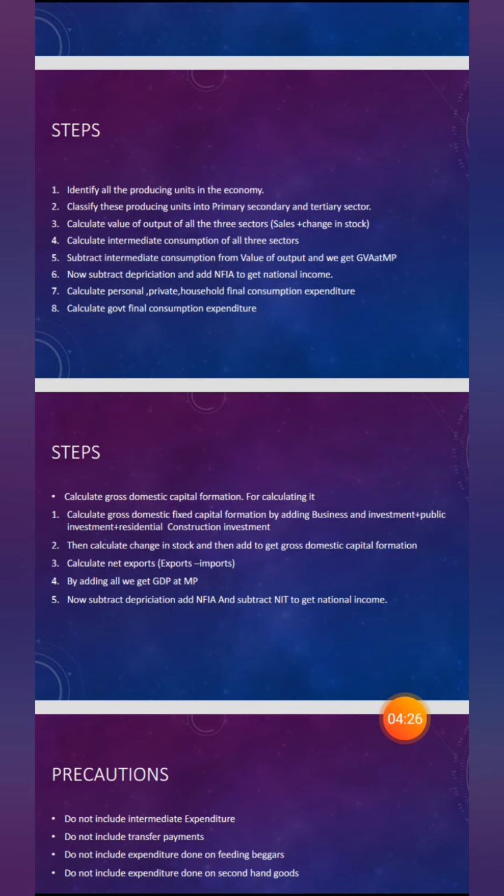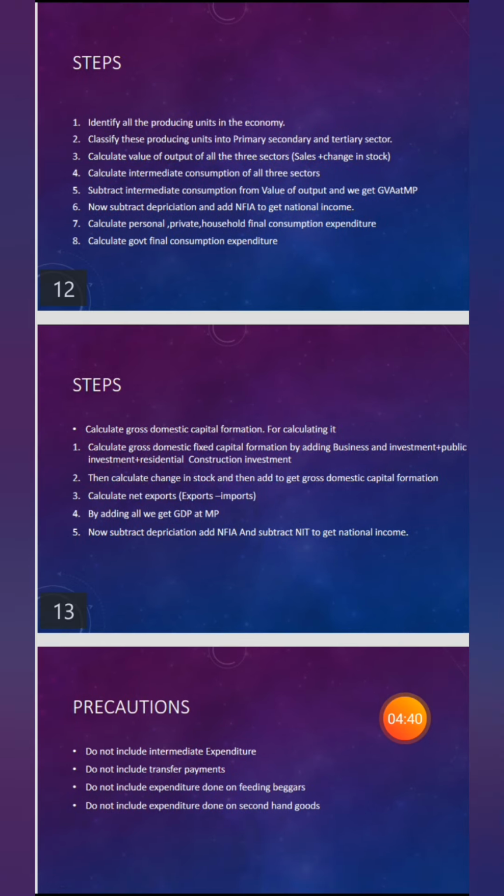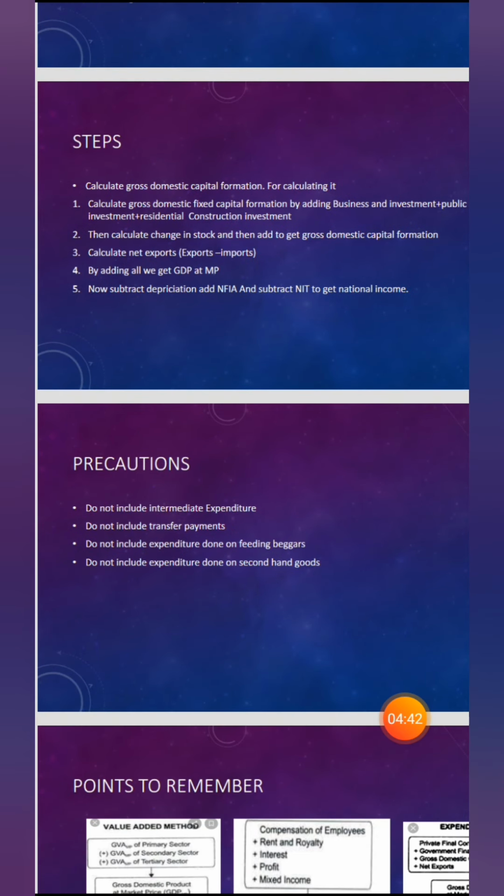Calculate net exports, exports minus imports. By adding we get GDP at MP. Now subtract depreciation, add net factor income from abroad, and subtract NIT, that is net indirect tax, to get national income. Precautions: do not include intermediate expenditure, do not include transfer payment, do not include expenditure done on feeding beggars, do not include expenditure done on second hand goods.